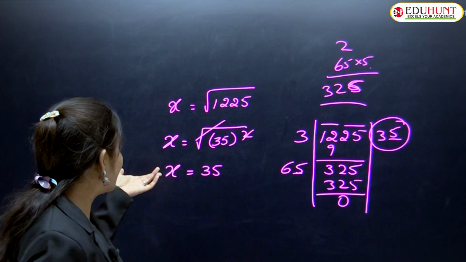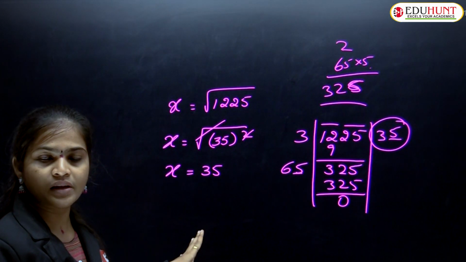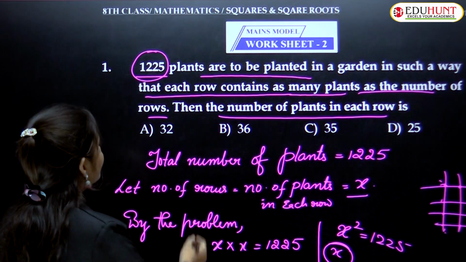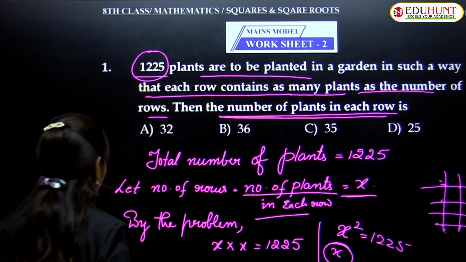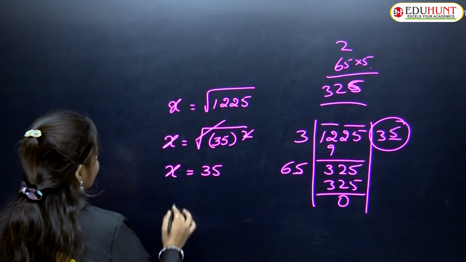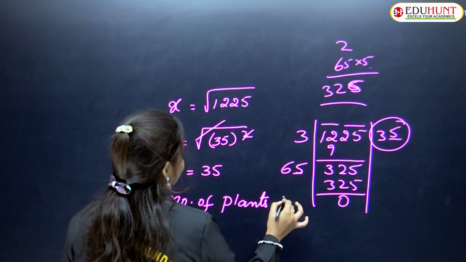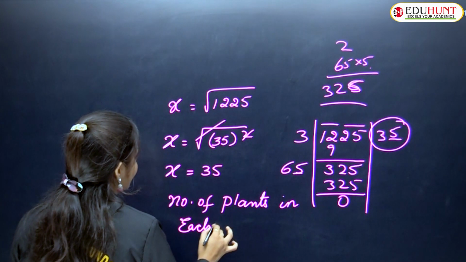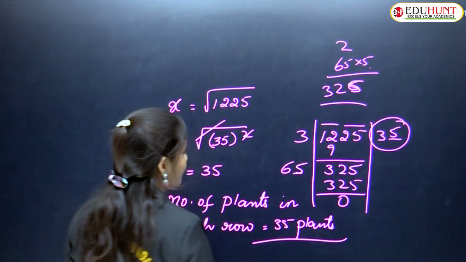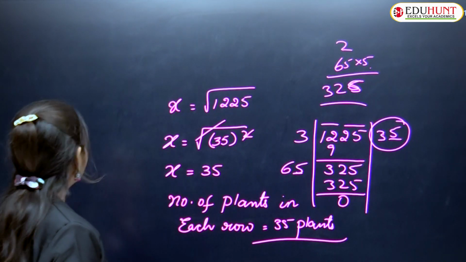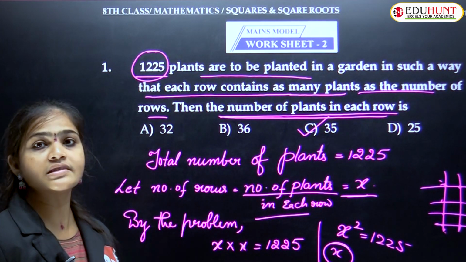So here x represents the number of rows as well as the number of plants in each row. Understand? What do they ask? We need to find the number of plants in each row. So the number of plants in each row is taken as x. From this, x is equal to 35 means the number of plants in each row is 35. This one only we need to find out, no? So each row has 35 plants. Is that option there or not? Yes, option C they have given, that is 35. So this is the first question.